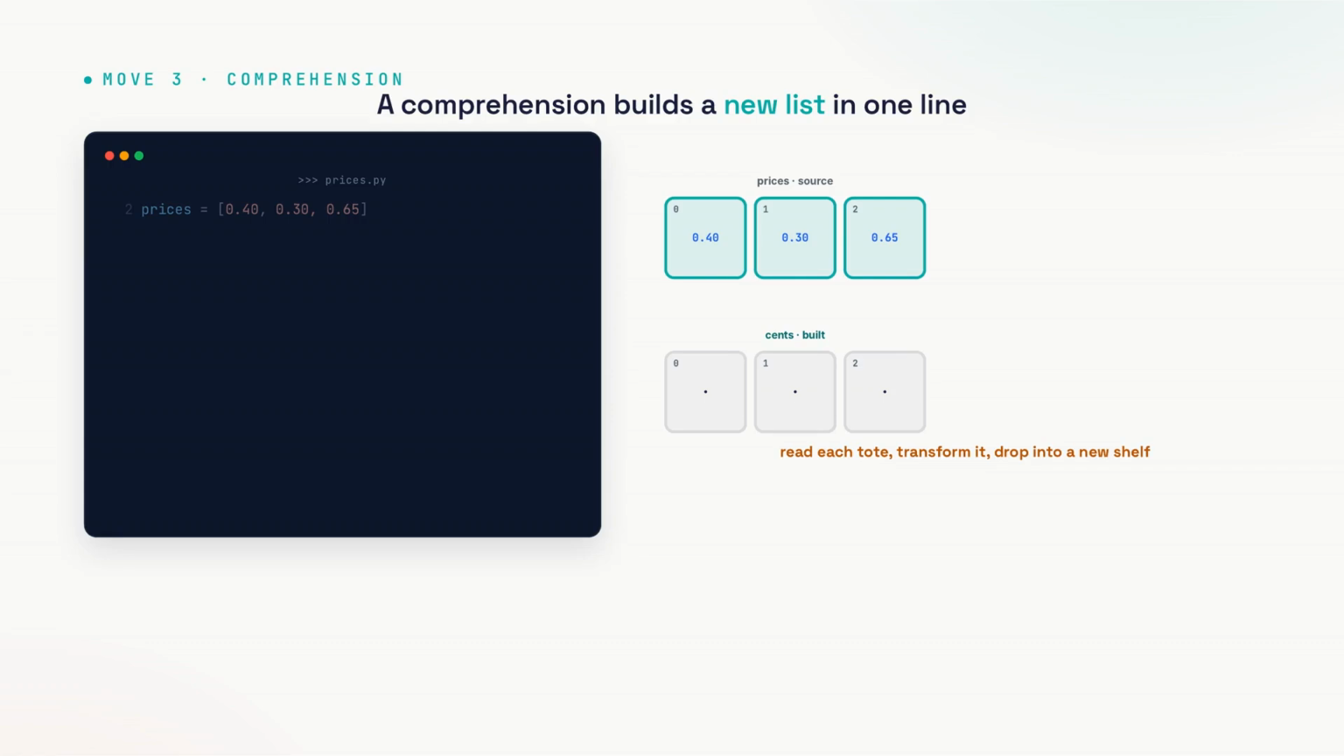Move 3, a list comprehension. Read each tote, transform it, drop the result into a new shelf, all in one line. Each value flows through the expression, v times 100, rounded. 0.40 becomes 40 and so on, and lands in a new list, 40, 30, 65. One output per input, so O of N. A comprehension always builds a fresh shelf.